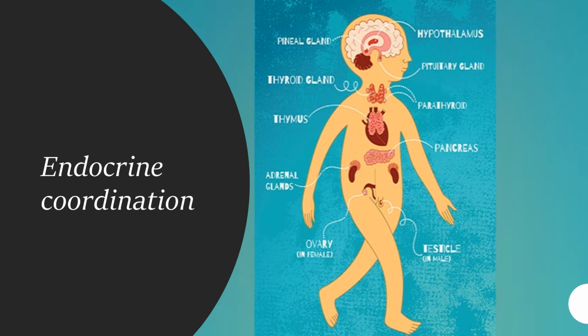Now let's see what endocrine coordination is. Earlier you learned about nervous coordination, which is done by the involvement of the nerves. Now here we are going to learn about endocrine coordination. Here no involvement of nerves takes place. Instead there are special organs called the endocrine system, and these organs are responsible for maintaining endocrine coordination. In this diagram you are given the organs that are included in the endocrine system of our body.